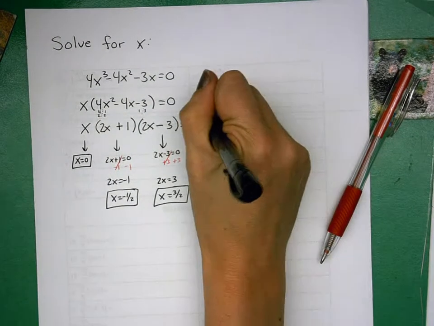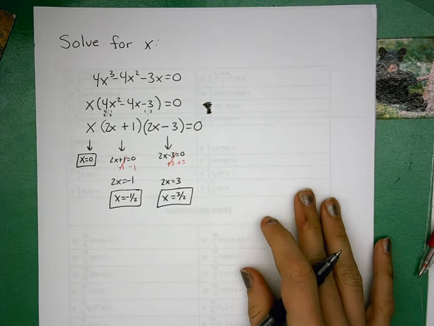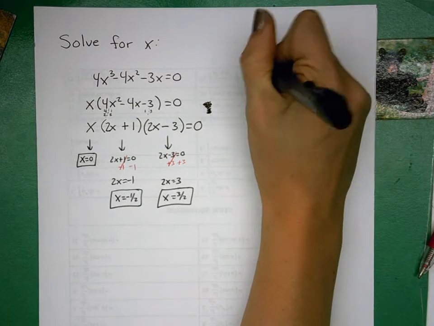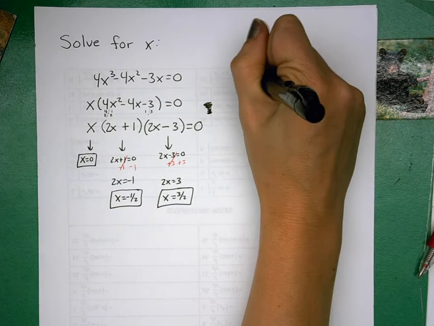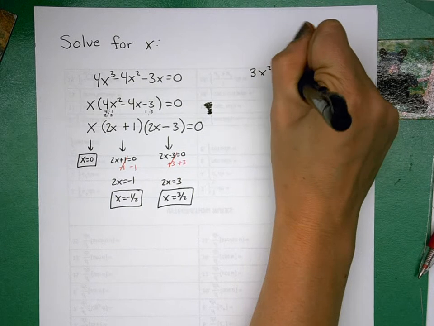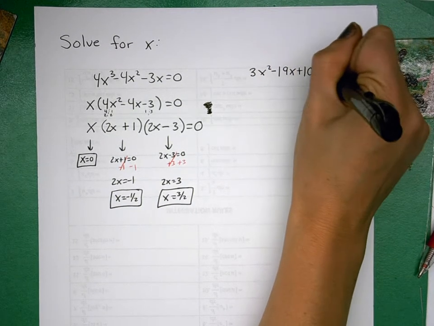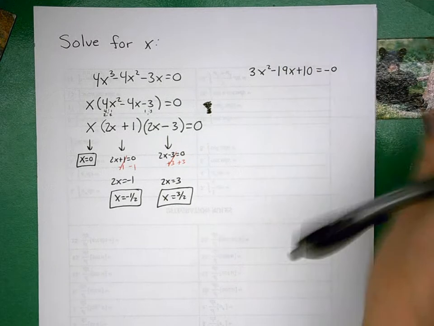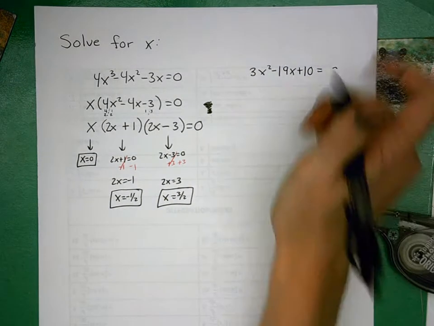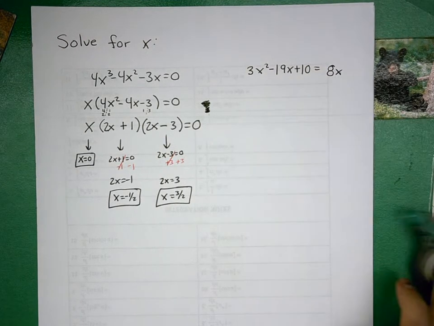Okay, I'm going to go ahead and give you another one here. Let's do this one. 3x squared minus 19x plus 10 equals positive 8x. We got positive 8x. Okay, go ahead and pause the video, restart it when you are ready.